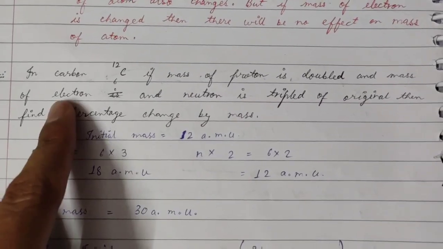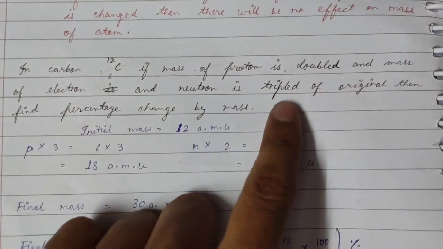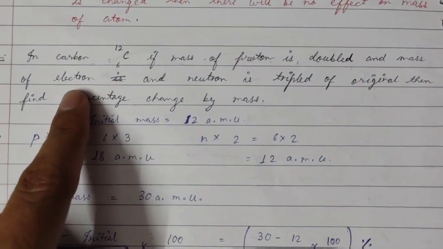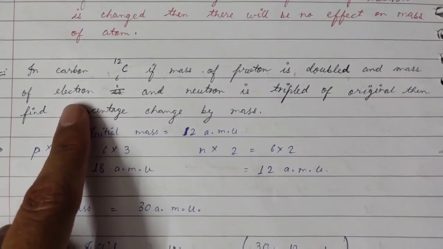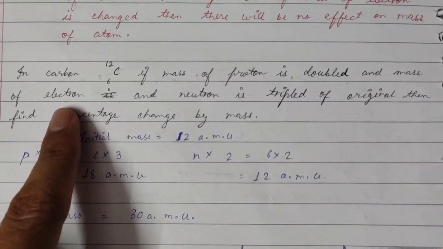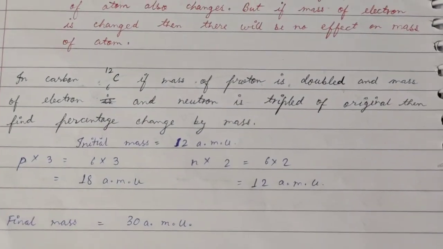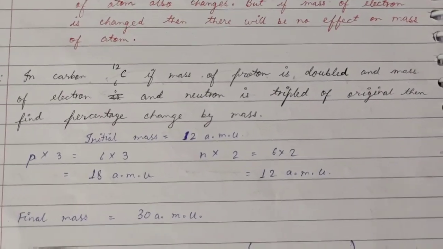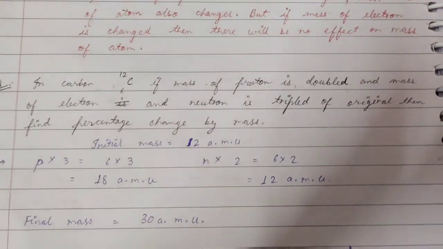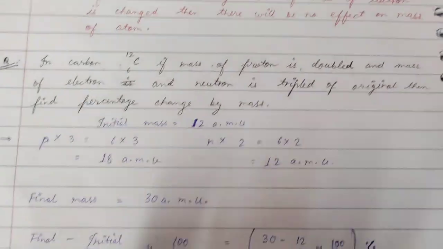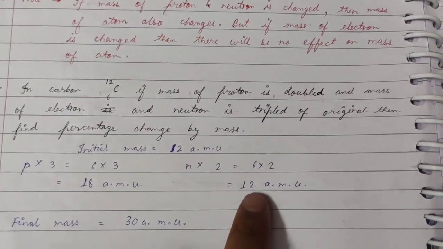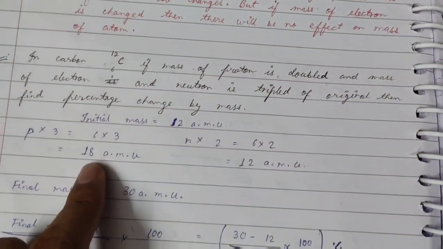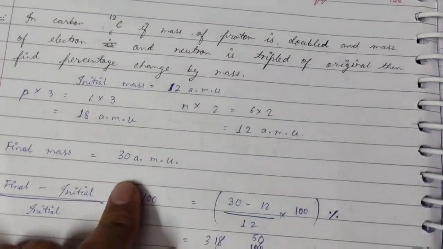Okay. Now second thing is neutron and electron are tripled. We must remember that if the electron's mass is changed, then there is no change, then we just have to neglect it, because electron mass is not calculated in the mass of atom. Okay. So now neutron becomes 2 times, so it will become 12 AMU. So now final mass will be 18 plus 12, which is 30 AMU.